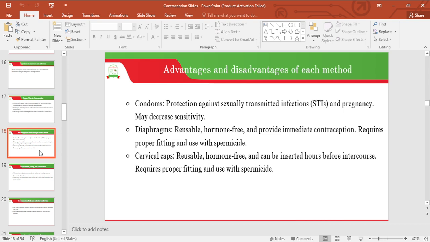Okay? Then we have the diaphragm. Diaphragms are reusable, hormone-free, and provide immediate contraception. However, they require proper fitting and use with a spermicide. If the diaphragm is not fitted properly, some sperm may get access into the cervix and travel to the fallopian tube, and then fertilization may take place. So if a spermicide is also added, the spermicide will be able to kill the sperm. The cervical caps are reusable, hormone-free, and can be inserted hours before intercourse. They also require proper fitting and use with spermicide.